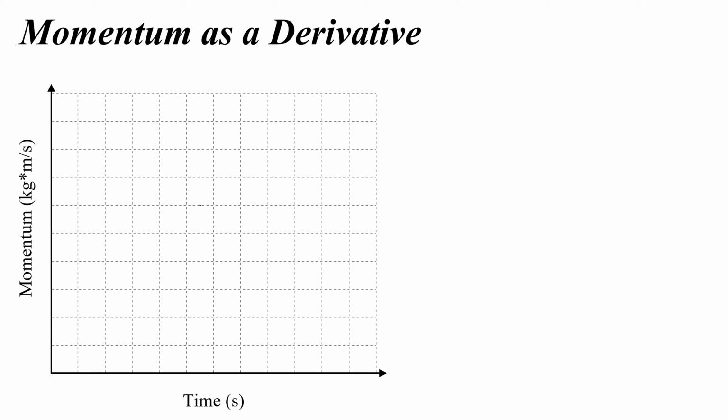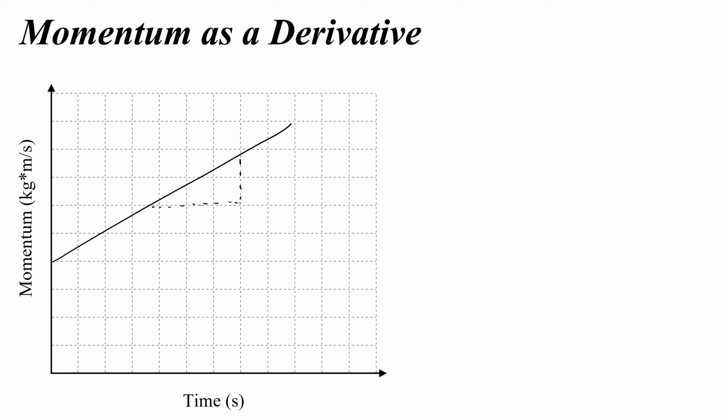In this video, we're going to talk about momentum as a derivative. And to do this, we're going to use a momentum versus time graph to help us wrap our heads around what this derivative is. So draw a momentum versus time graph and then graph some random line. Then we are going to indicate the slope of this graph.